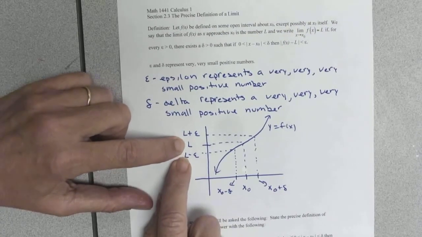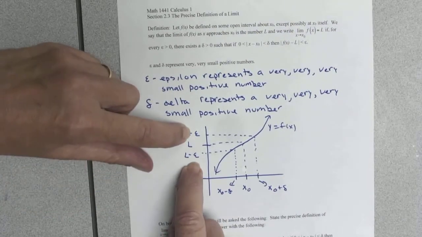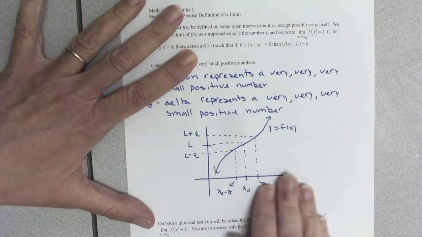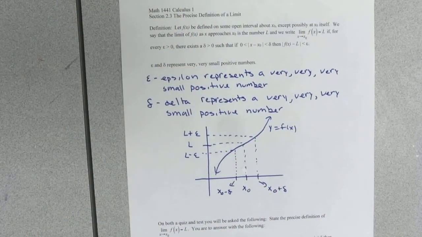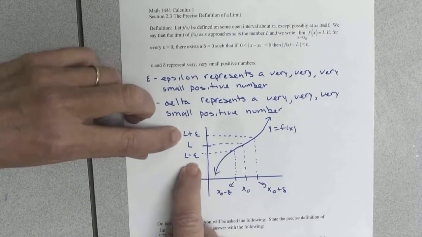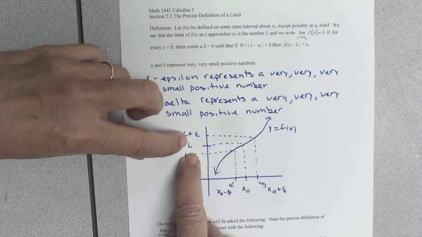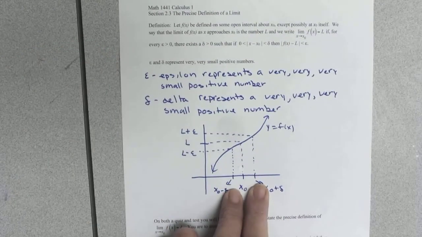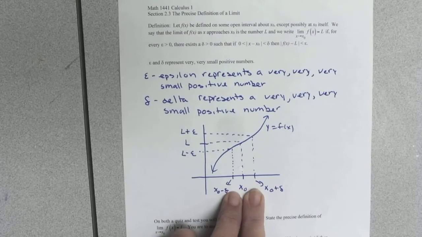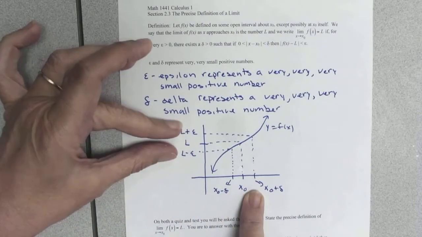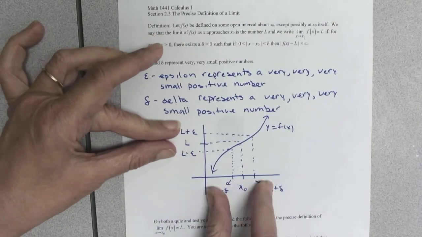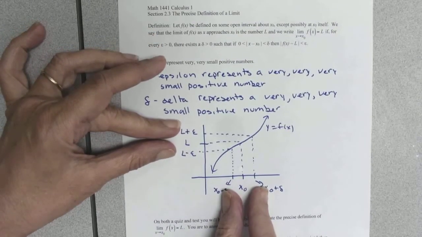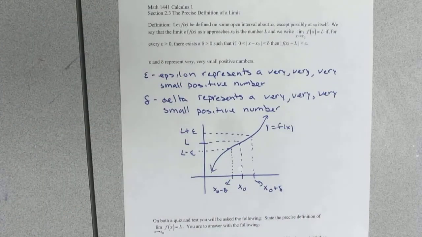If I tell you I want to be 1 electron's width, no matter how small, and this picture is magnified billions and billions of times, no matter how close I say you need to get to L, you will always be able to find a corresponding distance around x naught to make it happen. No matter how close I want to be, there will always be a corresponding distance down there that will make it happen. Now, again, not important at this point in your life that you understand this.